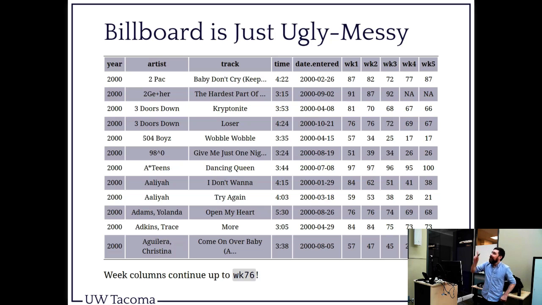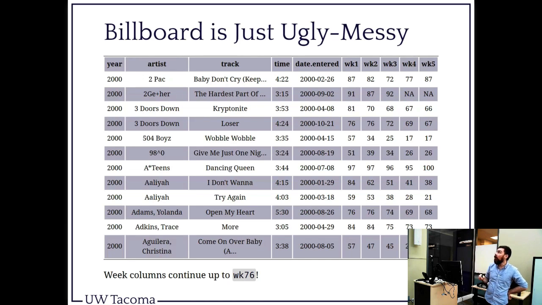Okay. Now, Billboard is ugly messy. So, it looks like this. We have a year column, which, since it's of the year 2000, is already useless. It has an artist, the particular track, the length of the track, the date it entered the Billboard Hot 100, and then afterwards, week 1, week 2, week 3, week 4, week 5. This is its ranking, its location on the Billboard Top 100 in that week after the date it entered the Billboard Top 100. So week 1 is a different week of the year for every single song up here because it entered at a completely different time.